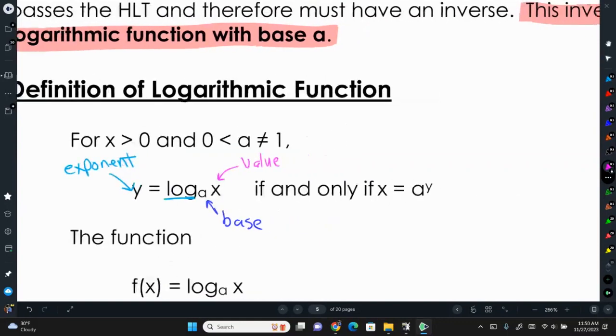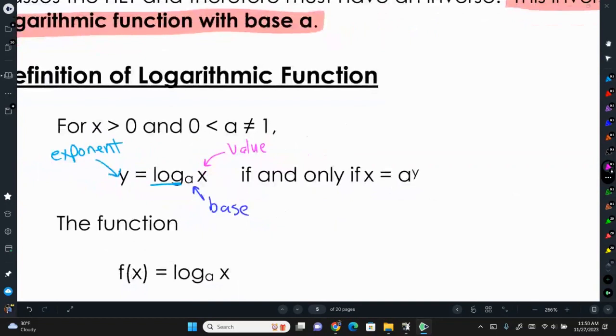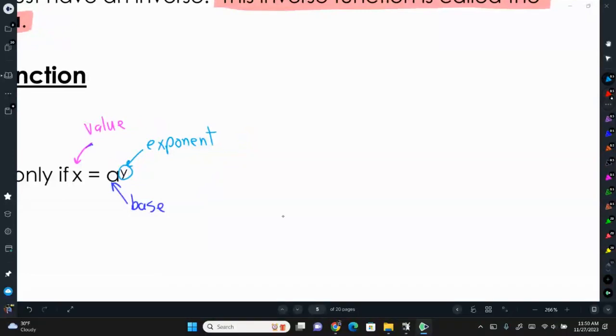And then when we rewrite that in exponent form, this x, that's our value. a is still our base, and this y here is our exponent. So I also like to write it over here, so we have exponent form, and we have log form.